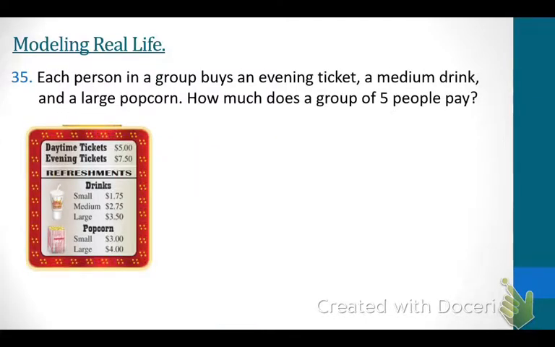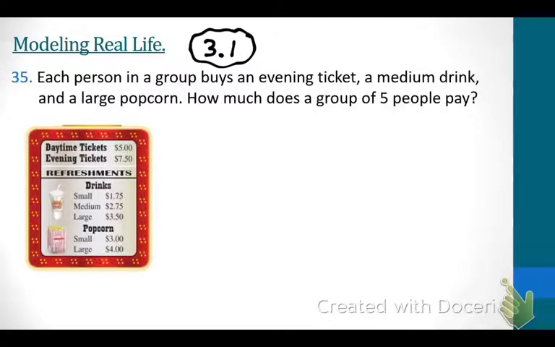All right, for the next modeling real life problem, this comes from chapter 3. This was from 3.1. So we have a few other problems in that chapter that look just like this. But this is what it says. Each person in a group buys an evening ticket, a medium drink, and a large popcorn. How much does a group of 5 people pay? All right, so let's see how we can figure this out. Who can help me? Addie, what should I do?